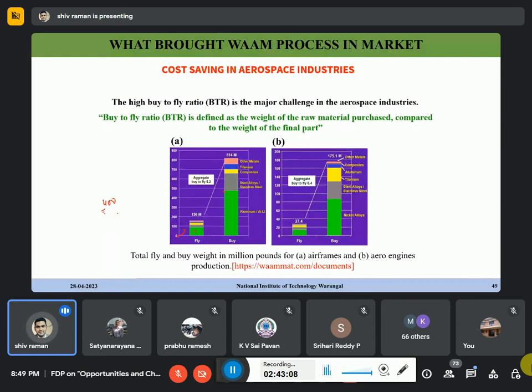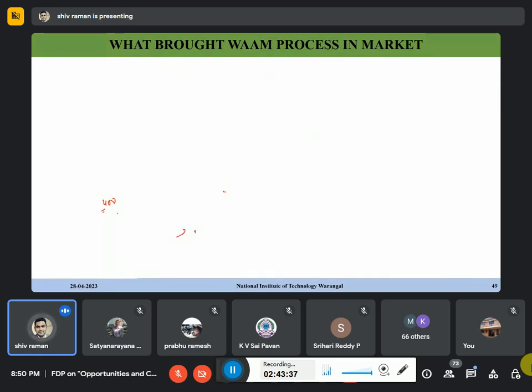With the help of this process, people were able to increase this buy-to-fly ratio. This advantage in the aerospace industry caught the attraction of the people, and this process is now significantly used in the development of large-size components in various structural and aerospace applications.